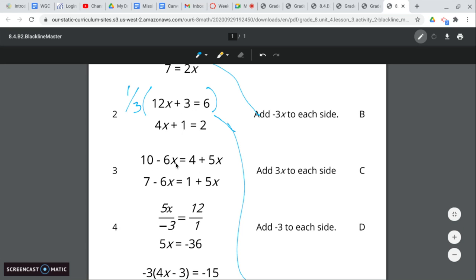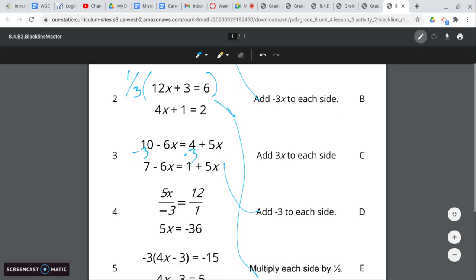All right, we have 10 minus 6x equals 4 plus 5x, and we have 7 minus 6x equals 1 plus 5x. What did we do here? How'd we go from 10 and 4 down to 7 and 1? Now, I will tell you this isn't something we often would do here because typically we want to combine our terms and work to get constants to one side, variables to the other, but this is something we could do. We added negative 3 to each side. So 10 minus 3 is 7, 4 minus 3 is 1.